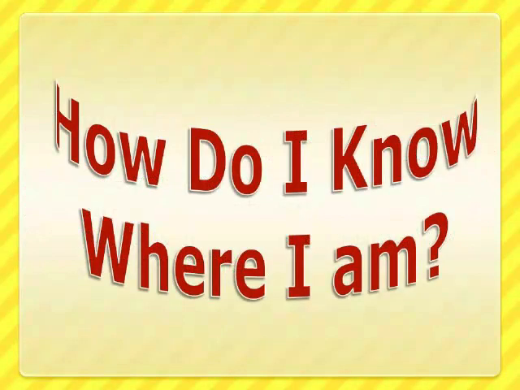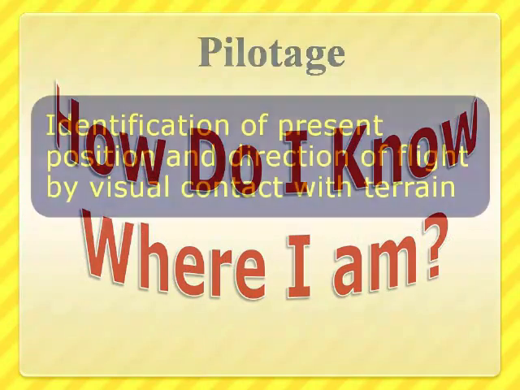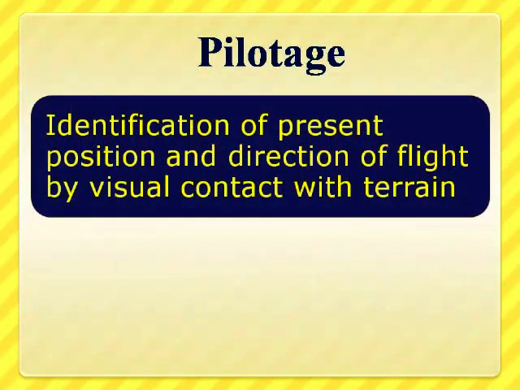So first of all, how do I know where I am? That is by pilotage, identification of present position and direction of flight by visual contact with terrain. Is it possible at all the times? It may not be so. So the procedure for air navigation has started with this.